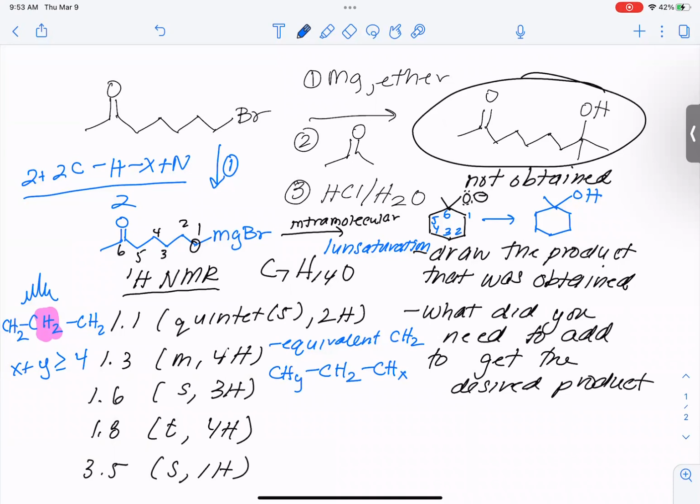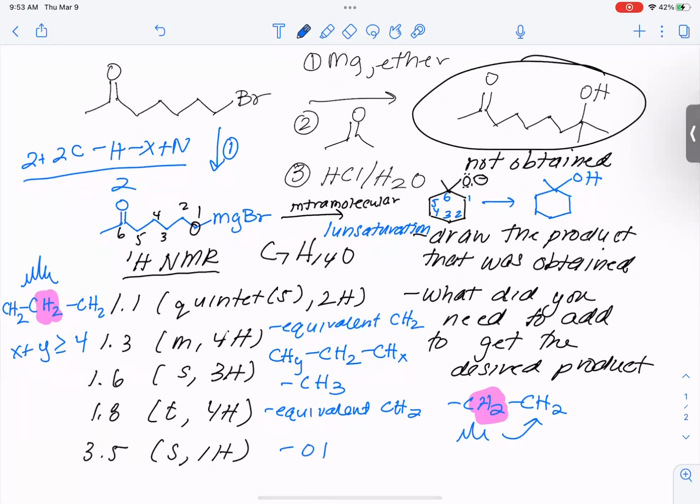Then you have a singlet that's 3 hydrogens, so that's a methyl group. Then we have a triplet that's 4 hydrogens. So again, you have equivalent CH2s, and it's a CH2 next to a CH2. So the signal would be for one of these CH2s, and it would look like a triplet because of the two neighbors. And then you have a singlet that's 1 hydrogen. All right, so I would assume that's the OH hydrogen.